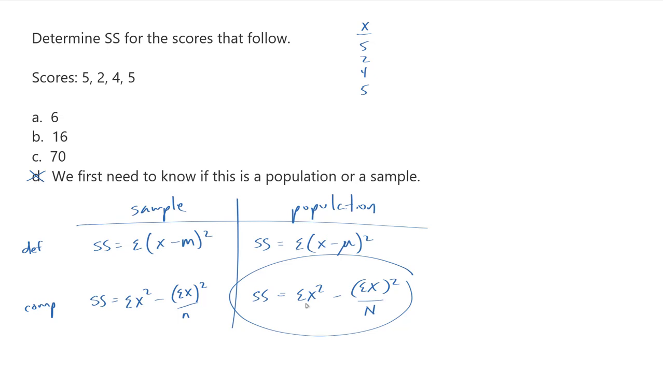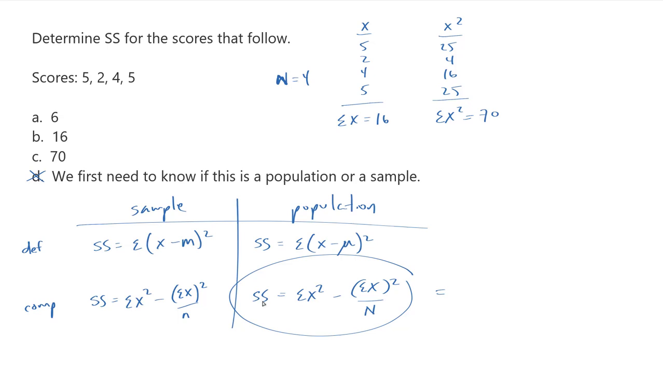It means that I need to know the sum of x. So 5 plus 2 is 7, plus 4 makes 11, plus another 5 is 16. I'm considering this to be a population for this calculation, so I'll make it a big N. Big N is 4. I need my x squared values, so 25, 2 squared is 4, 4 squared is 16, 5 squared is 25. Let's add these up, and that will give me my sum of x squared. 25 and 25 make 50, and then these two make 20. 50 and 20 is 70.